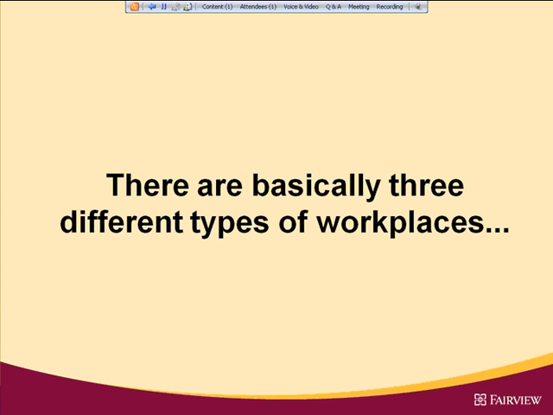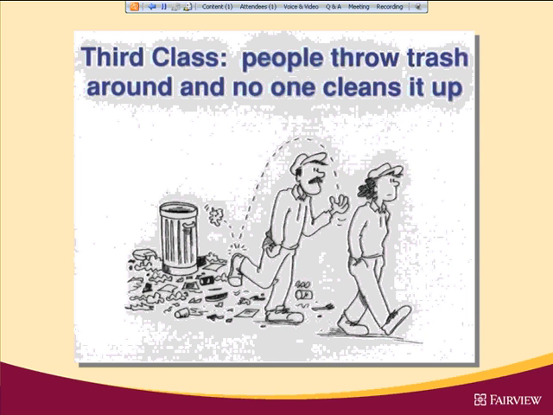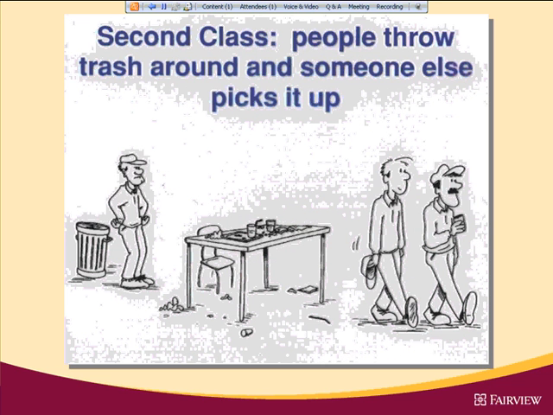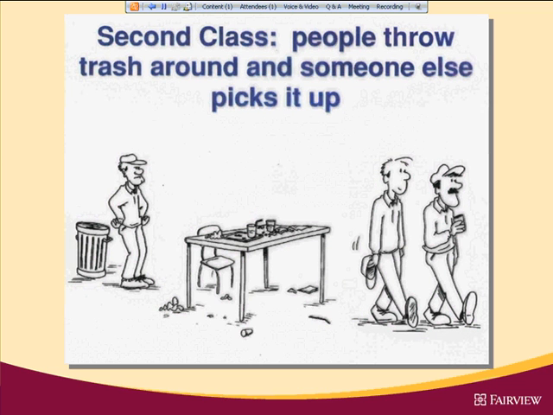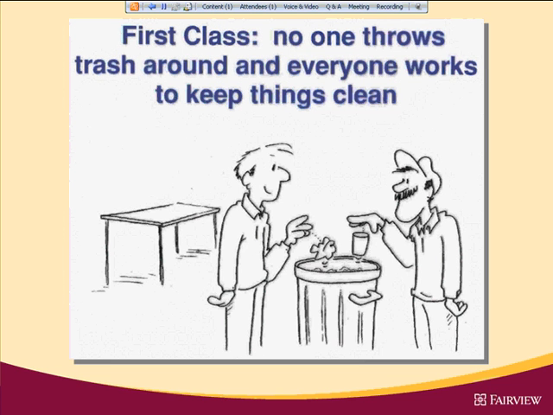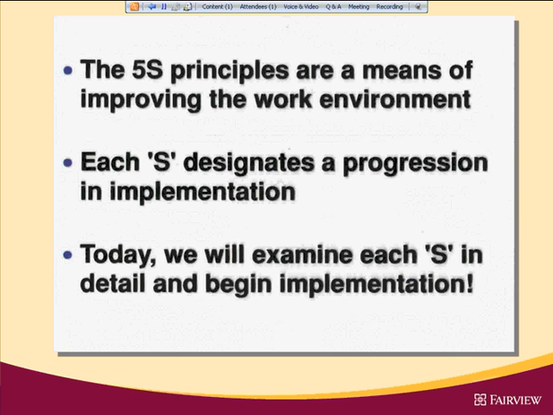Now, think about this. There are basically three different types of workplaces. Here's an example of the third class: people throw trash around and no one cleans it up. Then we go to a second class workplace, where people throw trash around and someone else picks it up. And then the first class: no one throws trash around and everybody works to keep things clean. Interesting, isn't it? Which one would you want to work at?